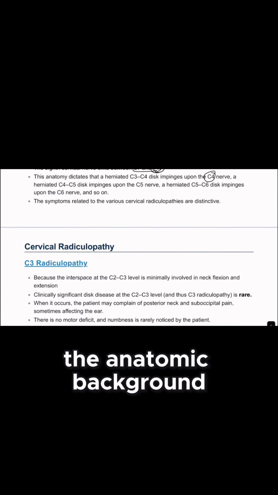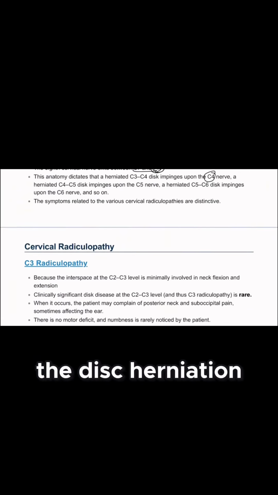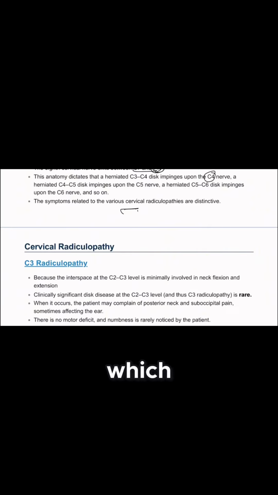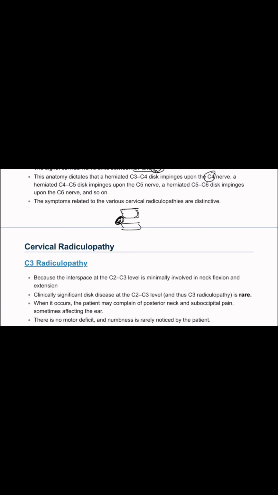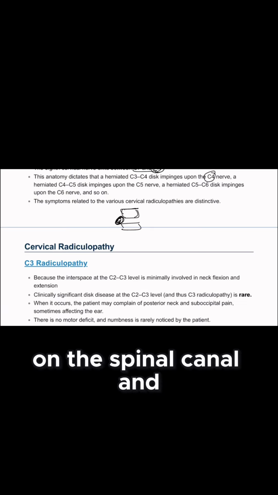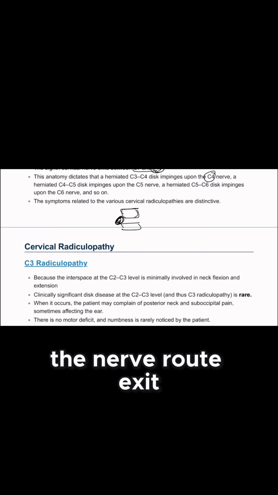This is the anatomic background to understand the disc herniation. So we talked about which nerve will be affected. Herniation, the location of the disc, usually happens laterally in the spinal canal and just proximal to where the nerve root exits.